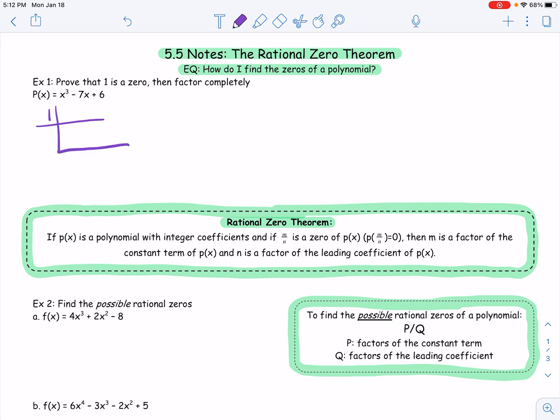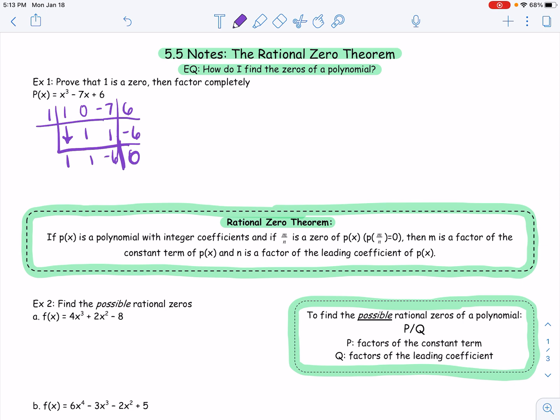And I could do my 1, 0 for the x squared term, negative 7, and then 6. Drop down the first term. 1 times 1 is 1. 0 plus 1 is 1. 1 times 1 is 1. Negative 7 plus 1 is negative 6. Negative 6 times 1 is negative 6. And here we go. We get that remainder of 0, which means that 1 is a 0. So we just proved that 1 is a 0.